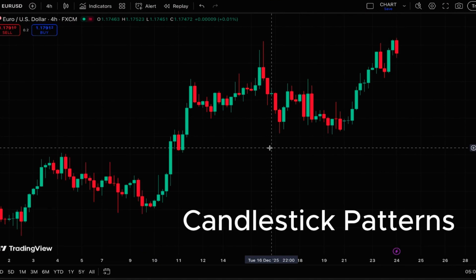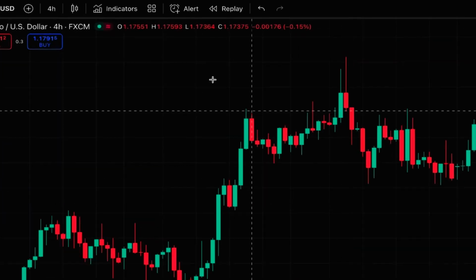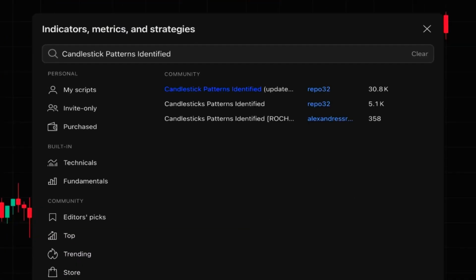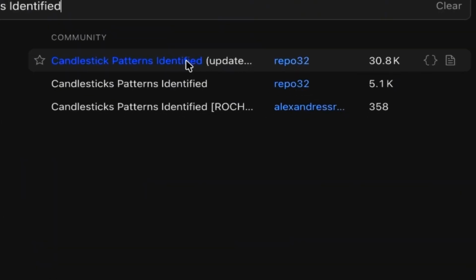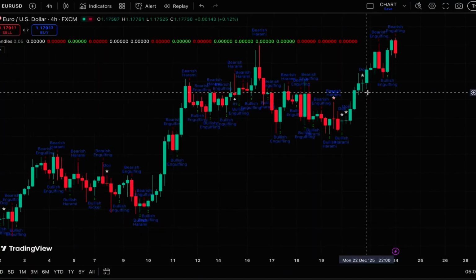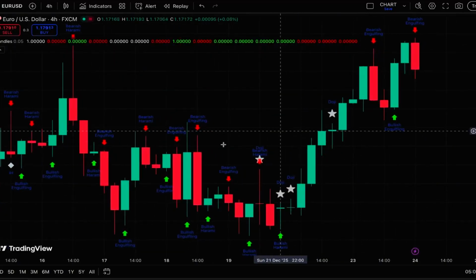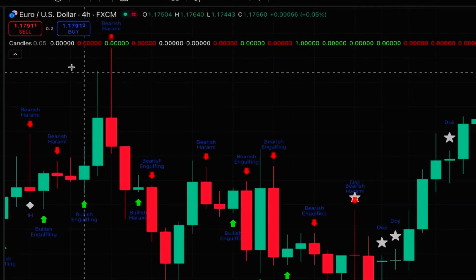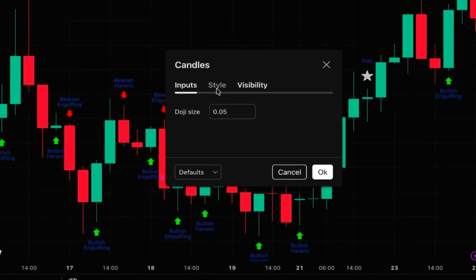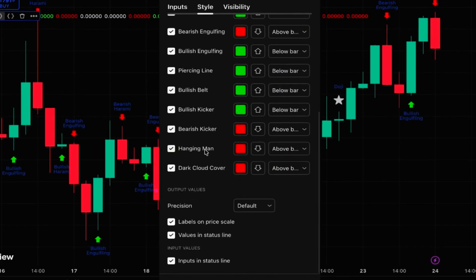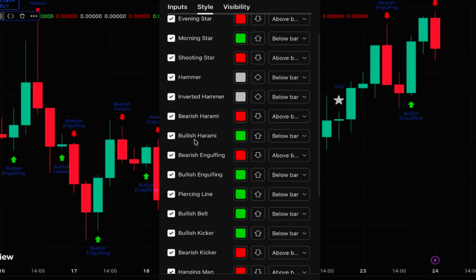Alright, now let me introduce indicators for candlestick patterns. Here we click on indicators and we search candlestick patterns identified, this one, which is written by Repo32. When you add this indicator, some of the famous candlestick patterns are automatically identified on the price chart. Here in the settings of the indicator, here in the style tab, you can see that we have a list of candlestick patterns, which are the ones that are commonly used by traders, and depending on your trading strategy and the patterns that you need, you can add or remove these patterns from your chart.